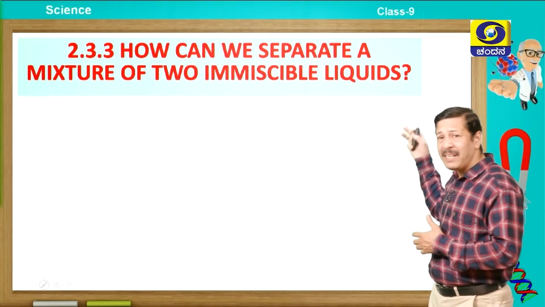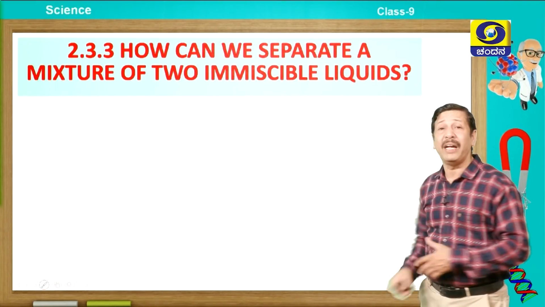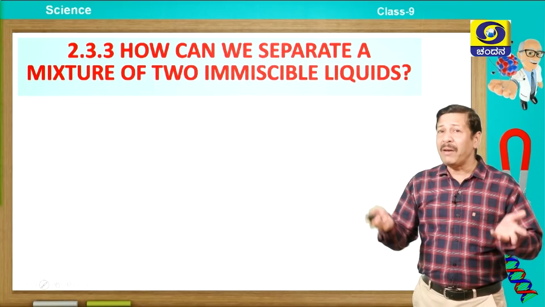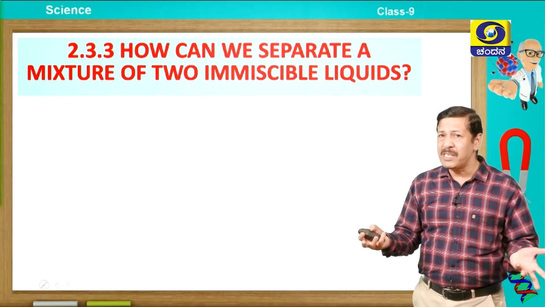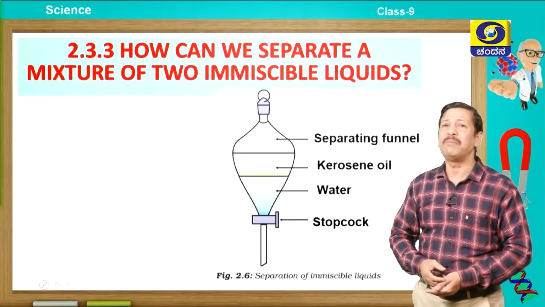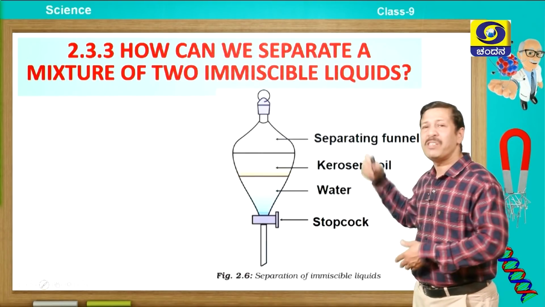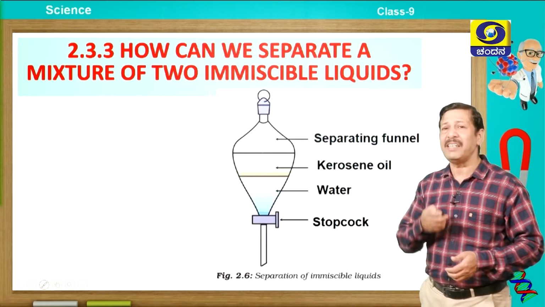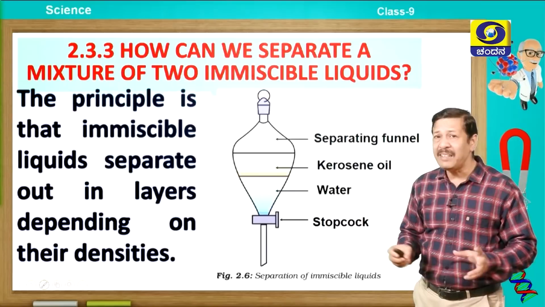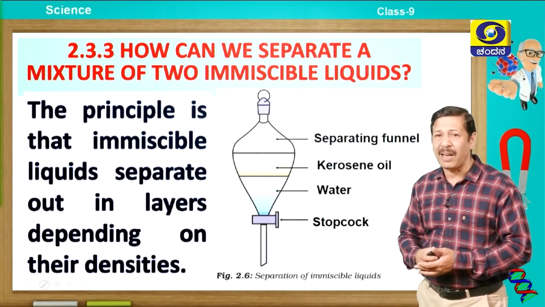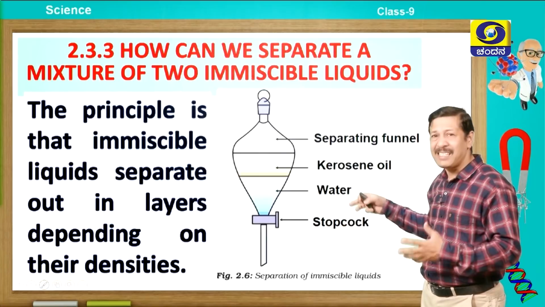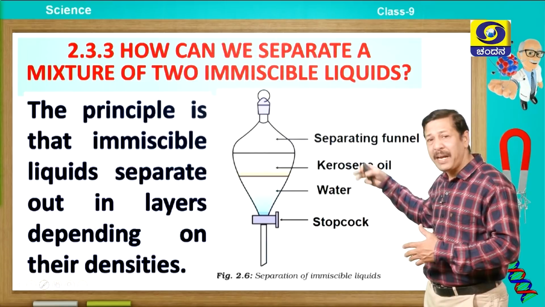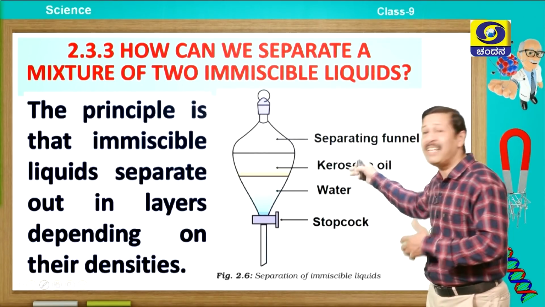How can we separate a mixture of two immiscible liquids? Immiscible, miscible. When they are mixing evenly, that is miscible. If not, they are immiscible. Example, kerosene and water, oil and water. Here the difference in the density is observed. Hence, lighter floats over the denser one. The principle of this technique is, here two immiscible liquids separate out in layers depending on their densities.